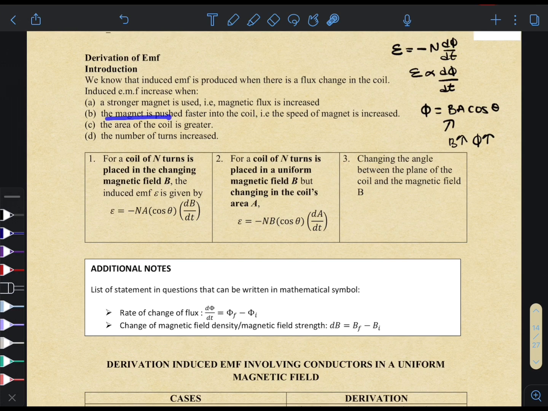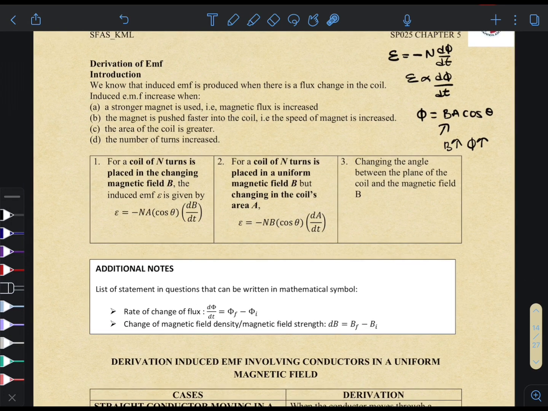Same goes for when you push a magnet faster into a coil, the speed of the magnet is going to increase. Okay, and then when you increase the area, it becomes greater. We have a larger A, the flux will also increase. Same goes for when you have more number of turns in a particular coil, you are going to induce more EMF. Okay, so now we are going to look at the cases, how the equation is going to look when you change the terms in the equation.